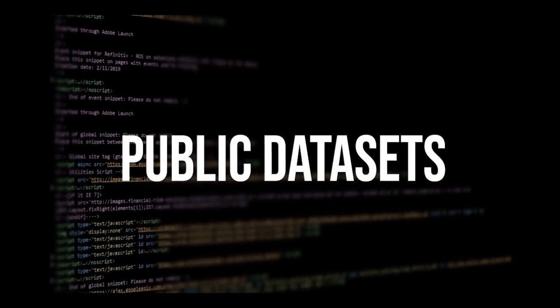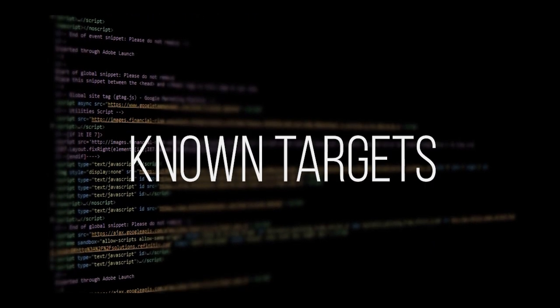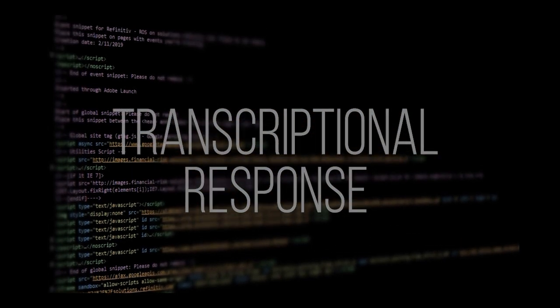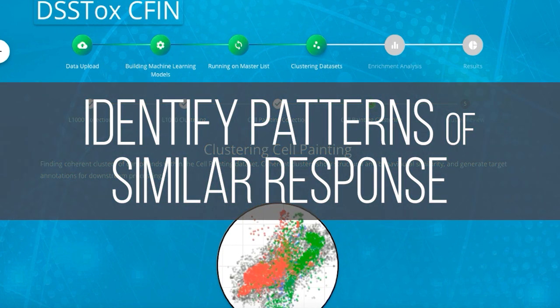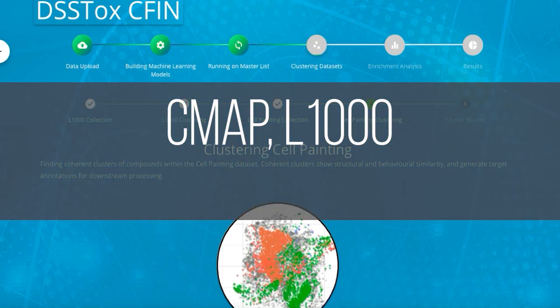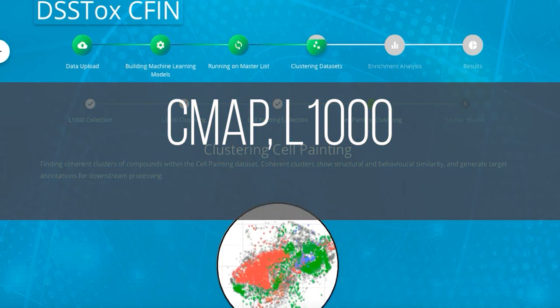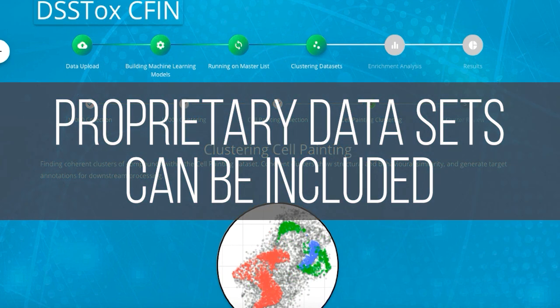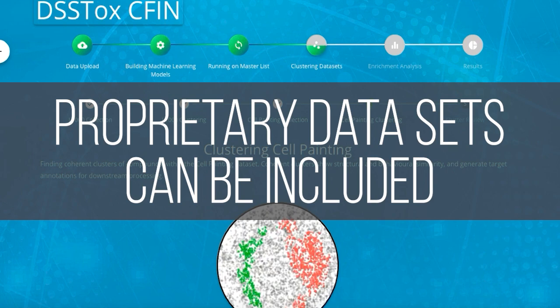Many of the compounds in the master list are annotated in public datasets with attributes such as known targets, mechanism of action, or transcriptional response in the L1000 assay. This information is critical for predicting the likely mechanism. When clustering public assay datasets, we identify patterns of similar response among the compounds. By default, we use the CMAP L1000 transcriptional assay and the cell painting morphological assay. Proprietary assays can be added to the workflow at this stage to give further insight.